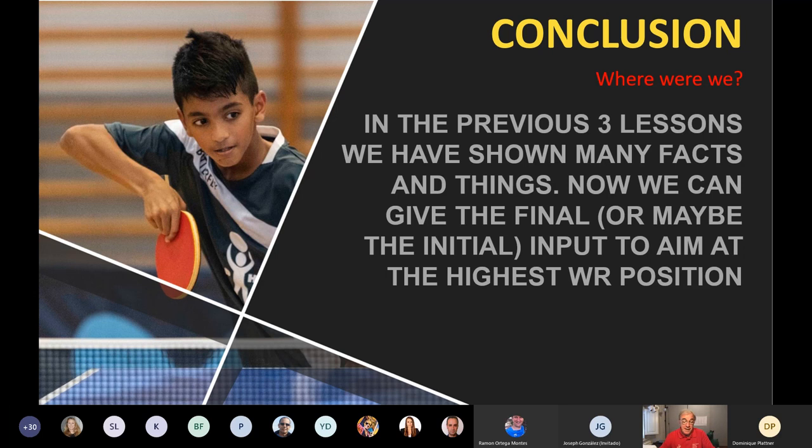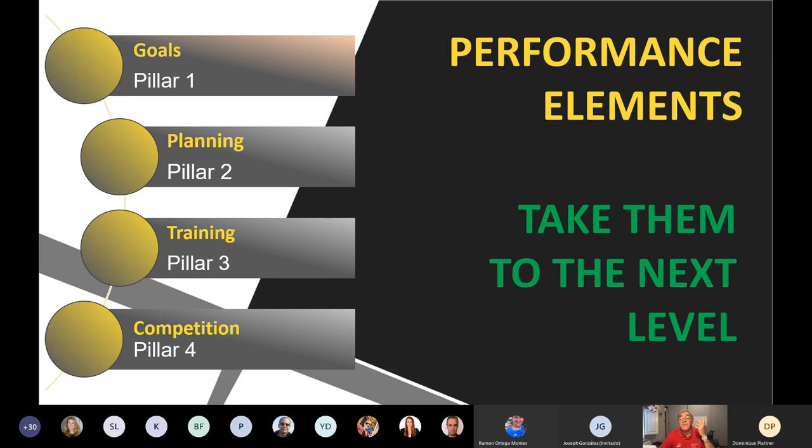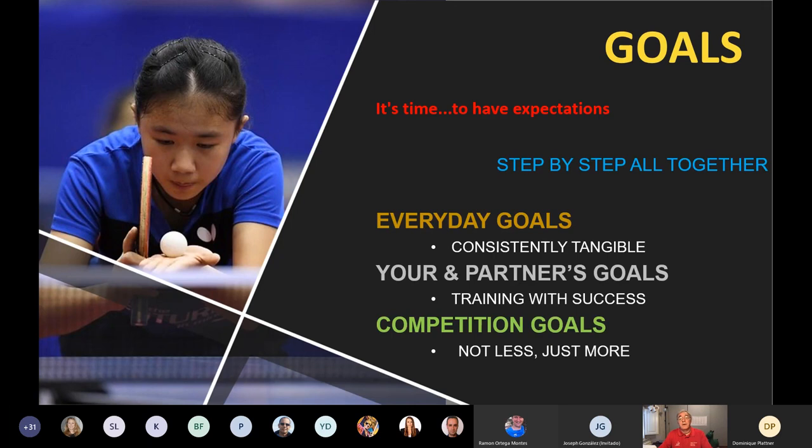Before, Dominic was talking about the performance elements, and you are very familiar with that: the goals, planning, training, and competition. But of course, as I said, we have to go behind those elements and take them to the next level. Starting with the goals, now it's time to have expectations, and it is a sort of step by step, but all together.